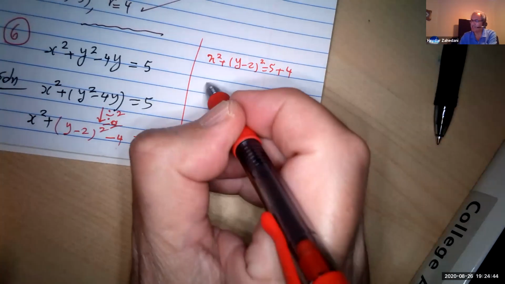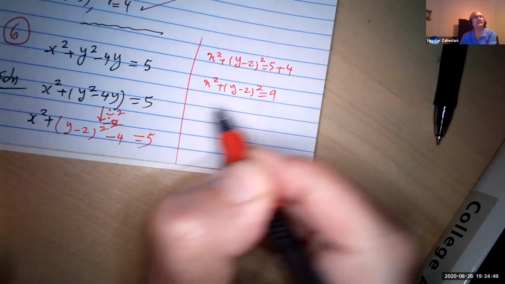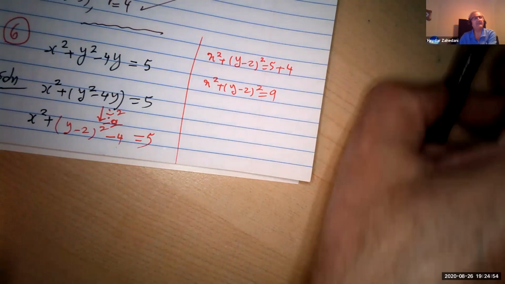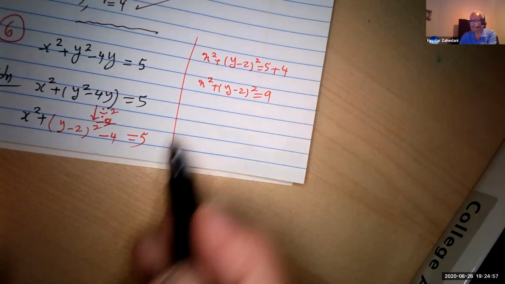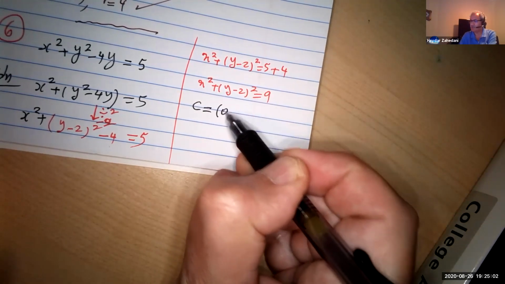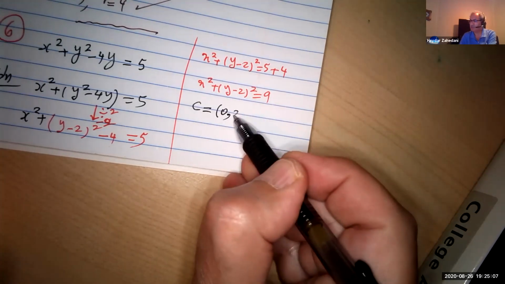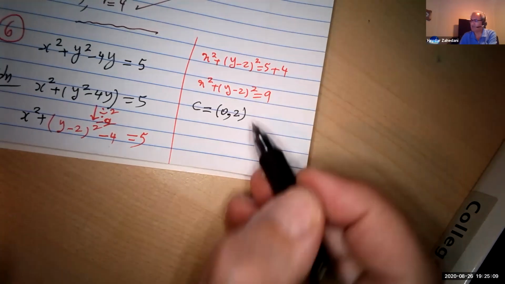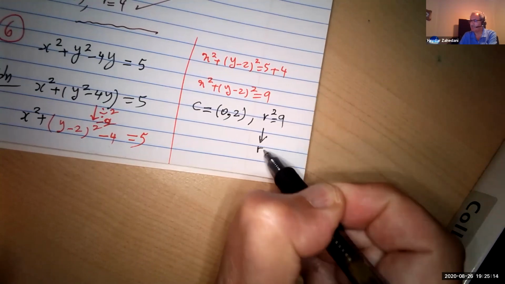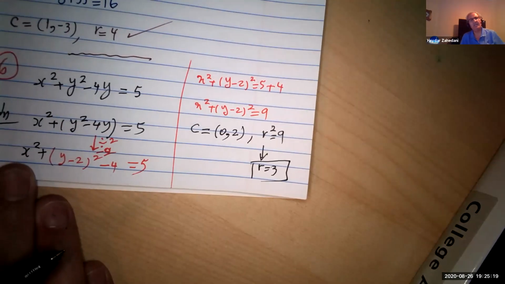5 plus 4 would be 9. So we get x squared plus (y minus 2) squared equal to 9. Okay, now we can identify the center and the radius. So the center, this is just x squared, so h is 0, and k would be 2. That gives you (0, 2). And the radius: r squared equal to 9, so r equals 3 as the radius of the circle. Okay, any question?